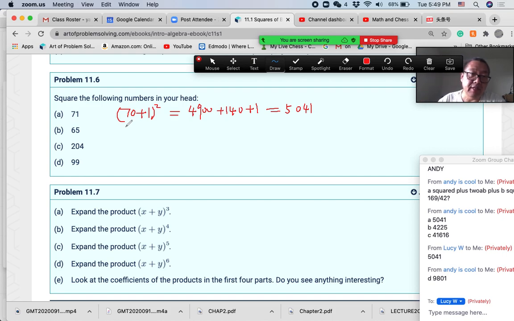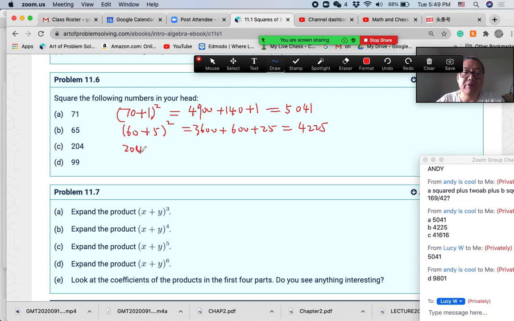Okay, now 65 squared. You need to think in your mind like this. Then 60 squared, that's 3600. Then plus 2 times this, that will be 600. Then plus 25. So then you got this one, 4,225. Very good.